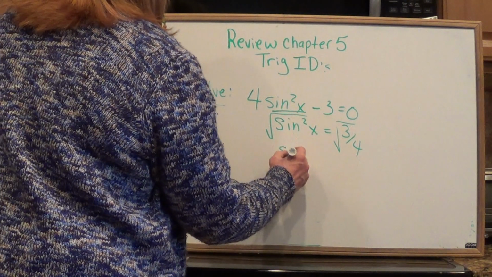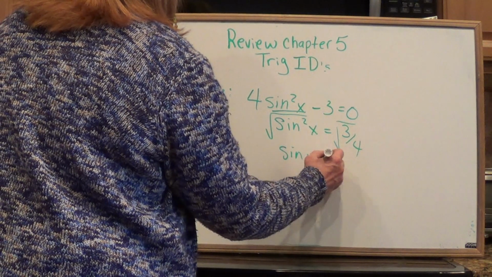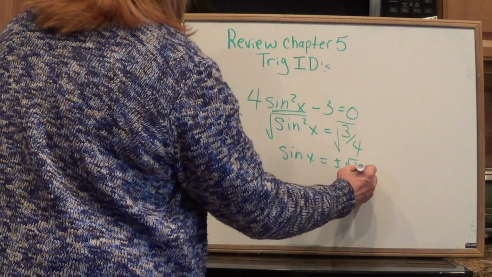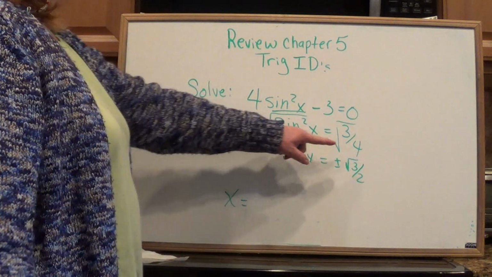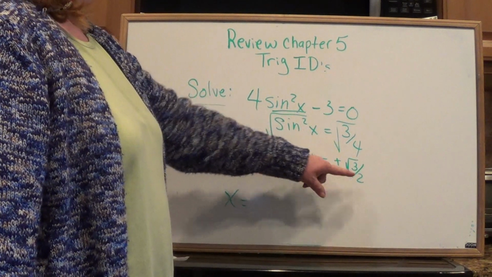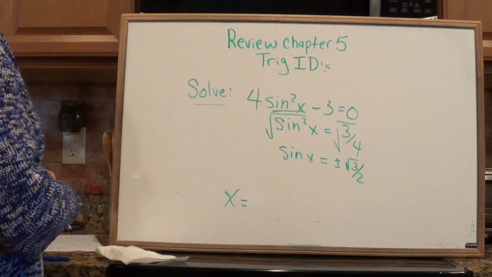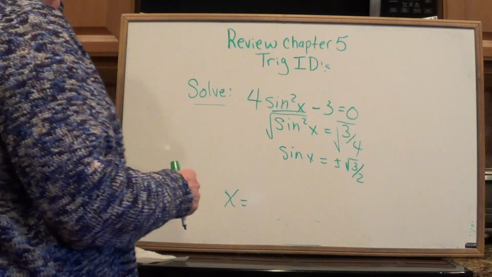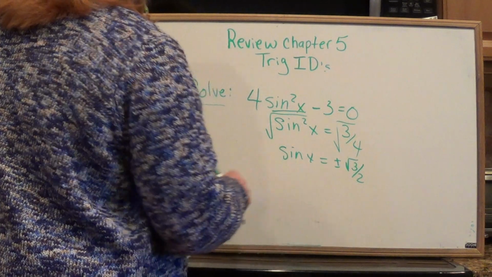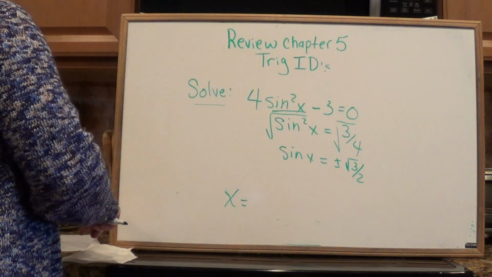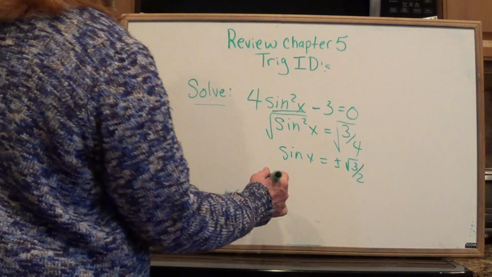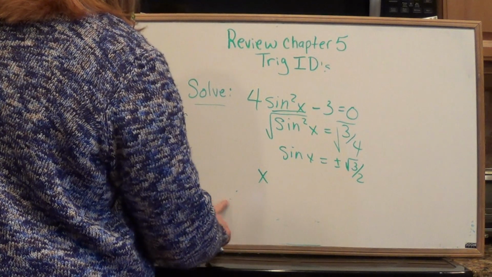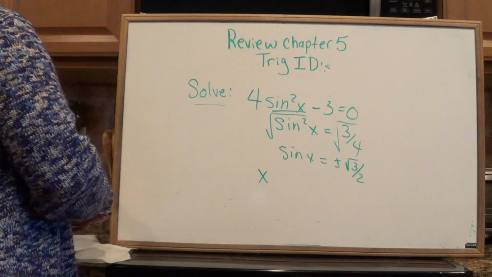So that gives me sine x on the left, and plus or minus square root of 3 over 2, because the 4 is under the square root sign, but I remove it when I write it as a 2. So that's all we have to do algebraically. Now we look to our unit circle and we find the places where sine x is equal to plus or minus square root of 3 over 2.